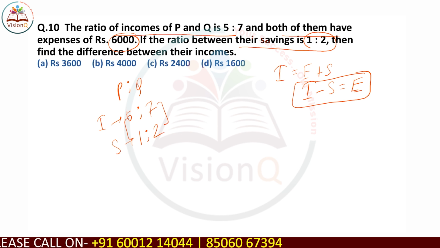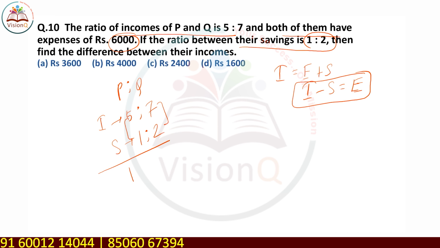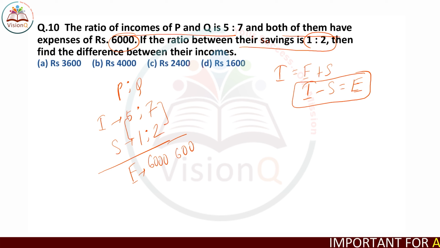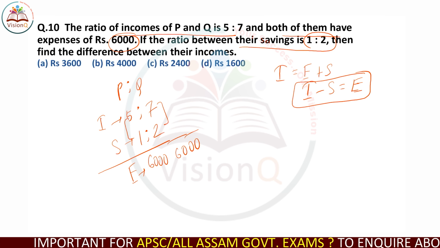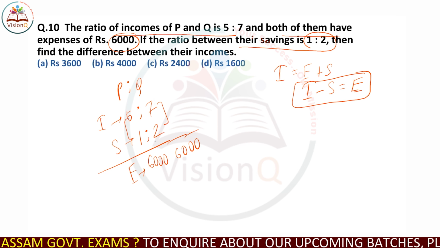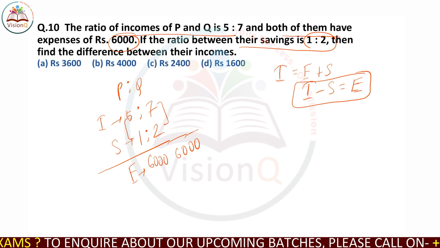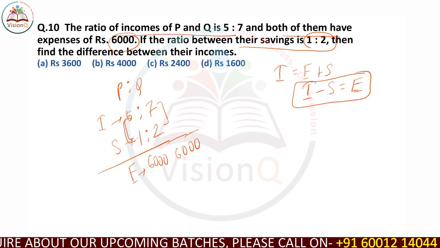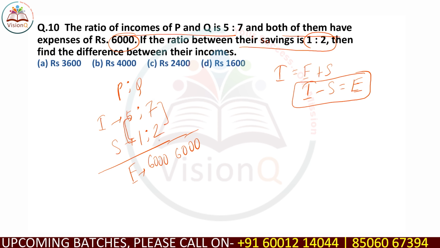Will be the expenses. Now this expense is given to be how much? Expense of A is 6,000 and the same expense of B is also 6,000. That means in this question also, just like the previous question of ratio, question number 9, you are given two ratios, 5:7, 1:2, and their gap is also given. This gap is the expense. Expense of P is 6,000 and expense of Q also 6,000.